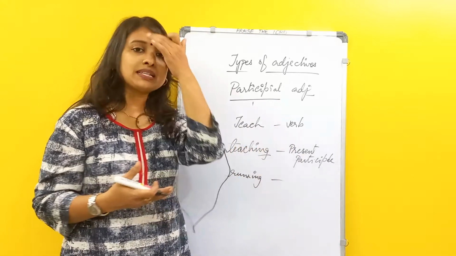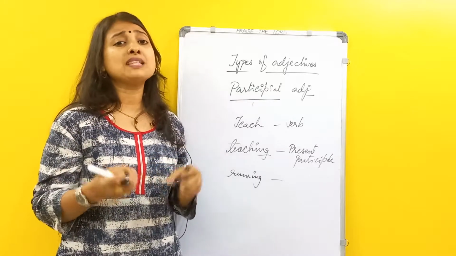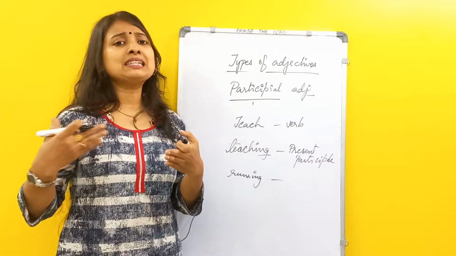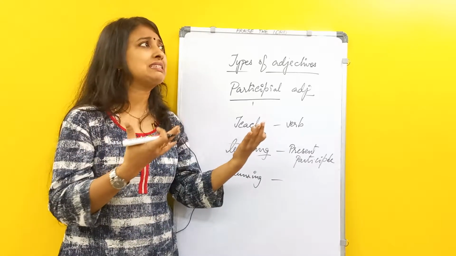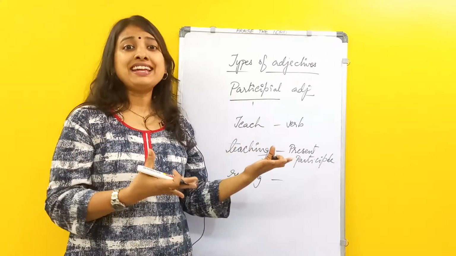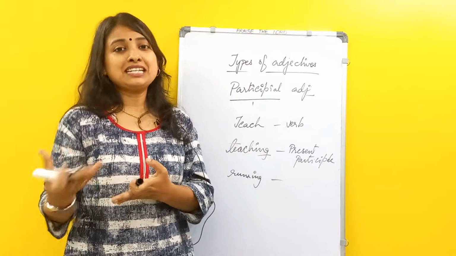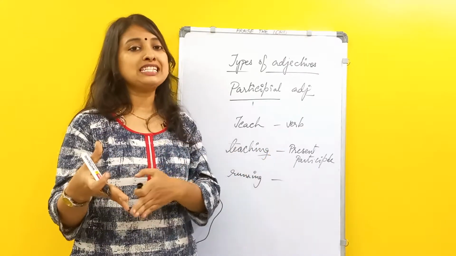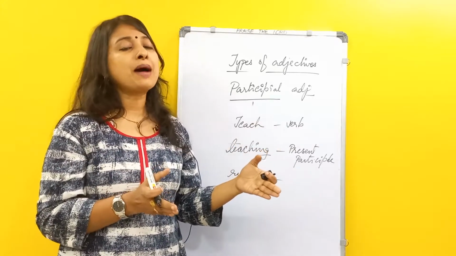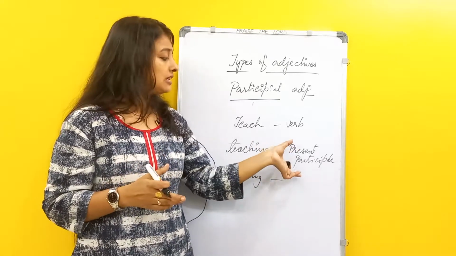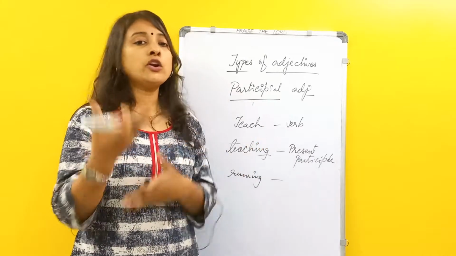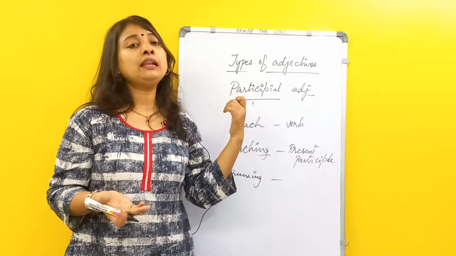Similarly, all the ed forms: I am bored, I am tired. Crying, jumping, and jumped instead of jumping. Jumped is an ed form, so that's also a participle, a past participle. When these past participle and present participle words are used to modify nouns, we call them participle adjectives.